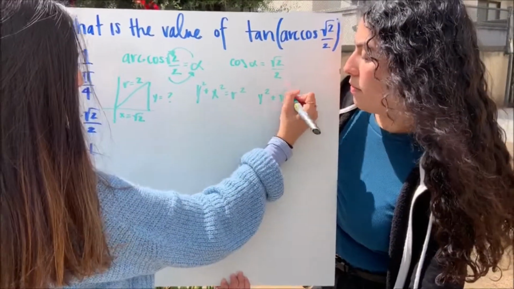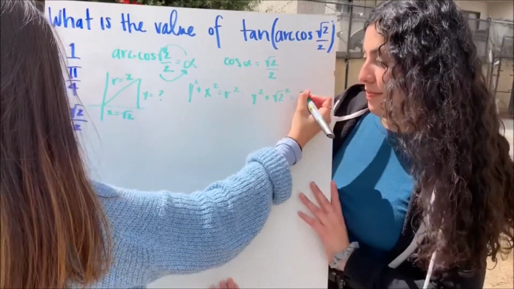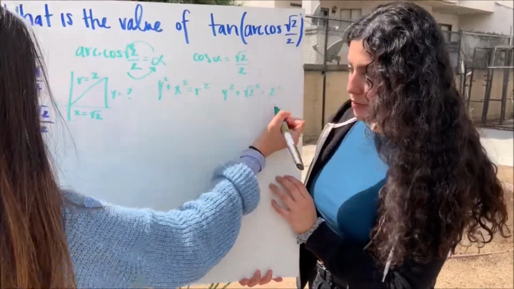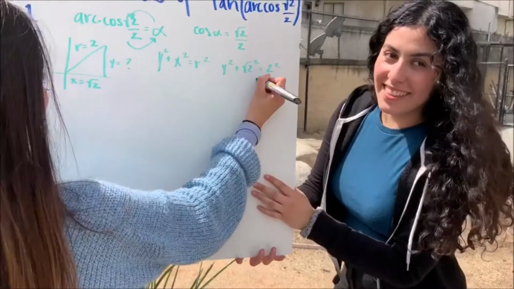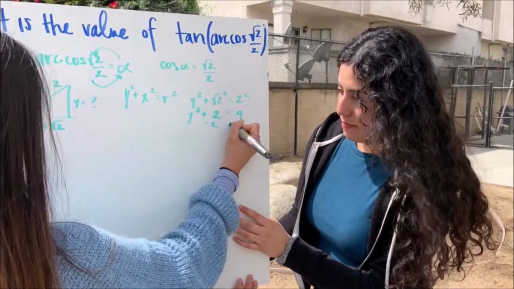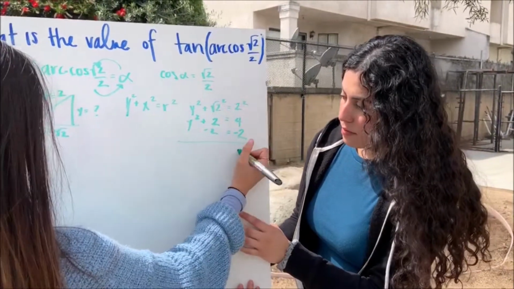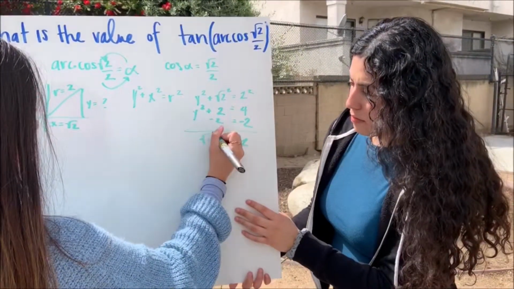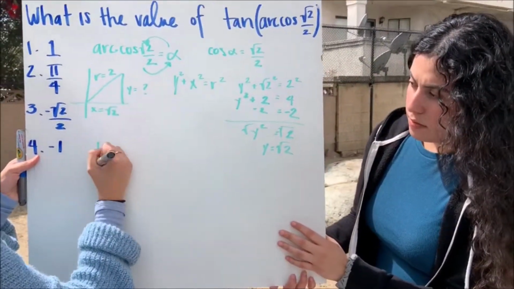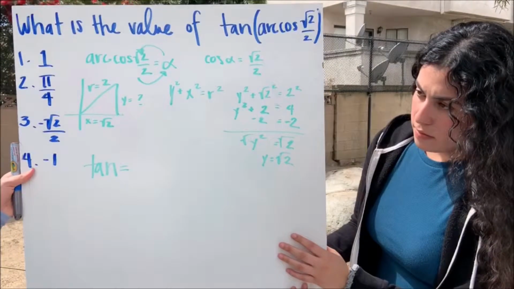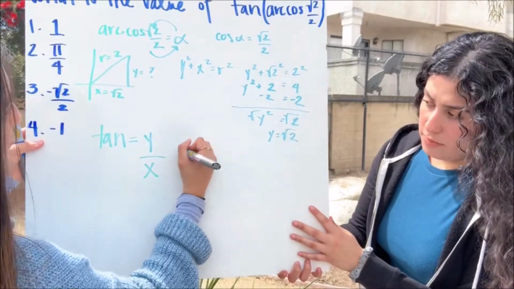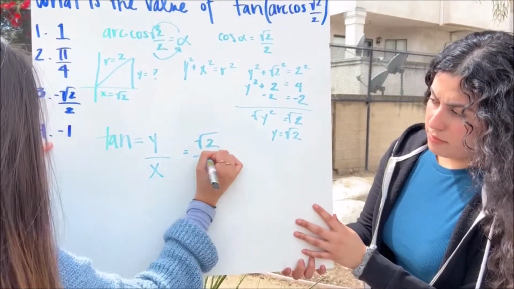Okay, so then you do the Pythagorean Theorem, which is y squared plus x squared equals r squared. And so you plug in the numbers from the triangle and then you solve it. And then once you solve it, you get y squared equals radical 2, and then y equals radical 2. Since you're looking for the tangent, which is y over x, you take radical 2 over radical 2, which equals 1.